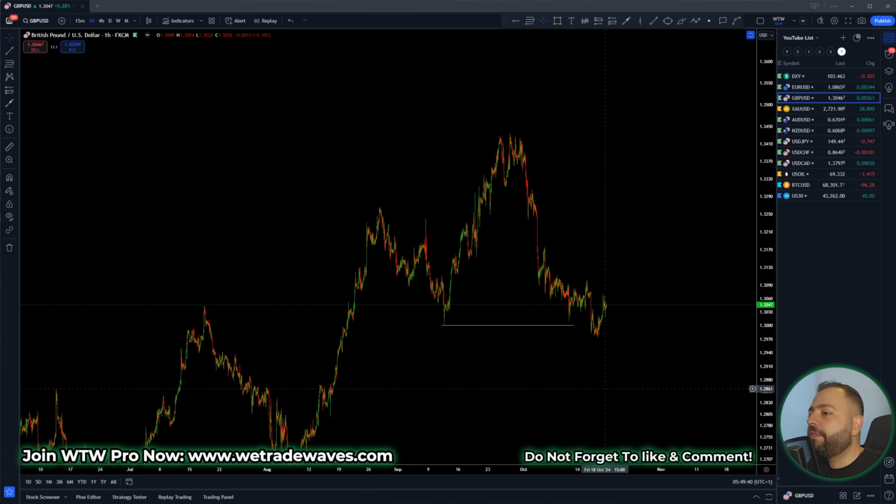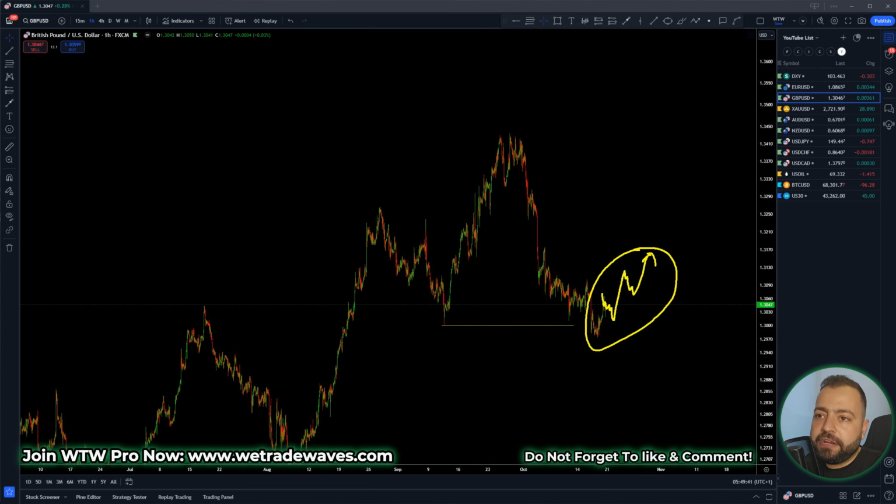So for pound dollar, I expect the market to go to the upside from here or under this low. Again, it doesn't matter. The market needs to go to the upside before the next structure. The reaction levels will be shared by T during the Sunday session, which will be conducted tomorrow at 12 p.m. UK time.